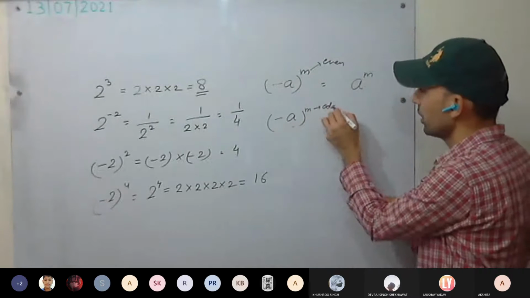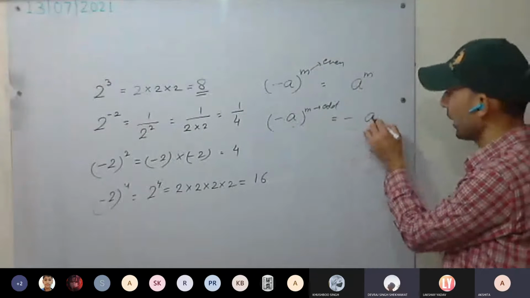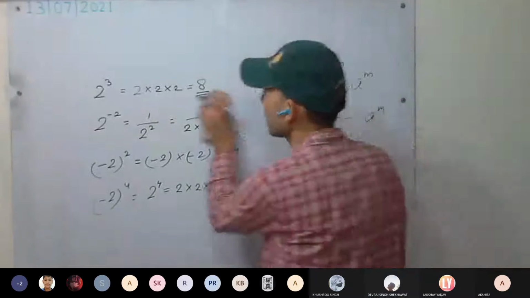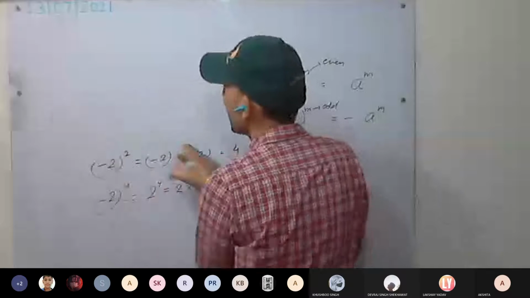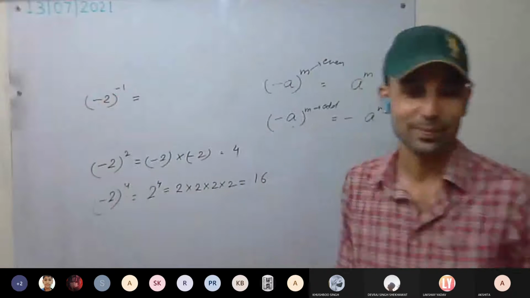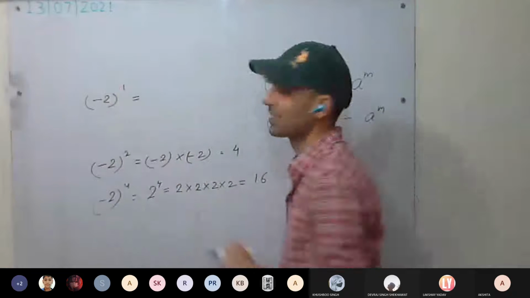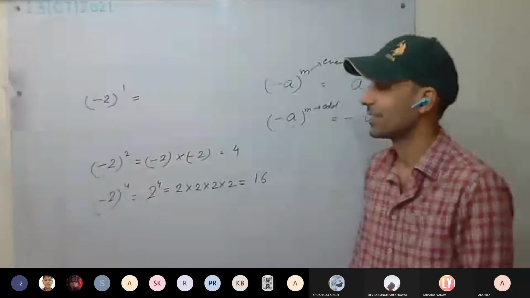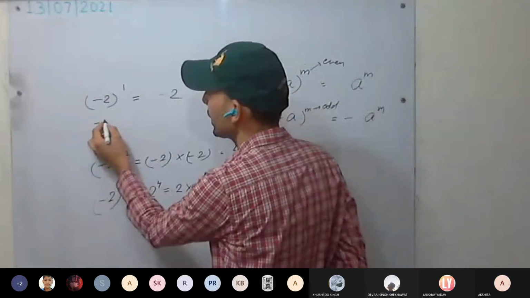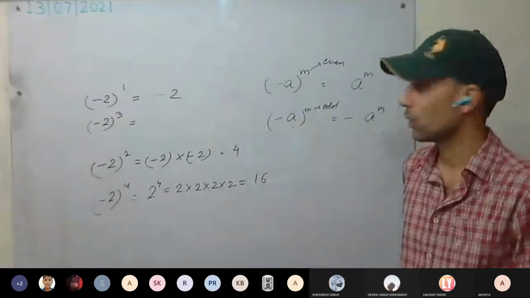the answer is minus a raised to power m. I'm giving some examples, let's do them. Minus 2 raised to power 3, minus 2, the whole cube.